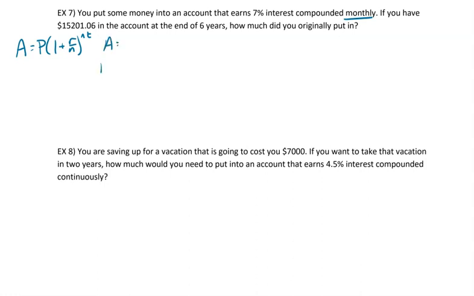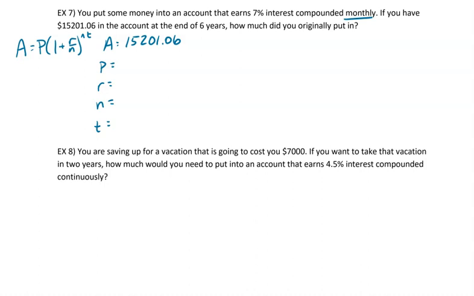So like always, I'm going to go ahead and just list all of these out, and we can find them in the problem. A is how much it is at the end, and in this case, that's what we're actually given. We're given that in the account at the end of 6 years, we have the $15,201.06 in it. So that is going to be our A in this case, because it's how much is at the end.